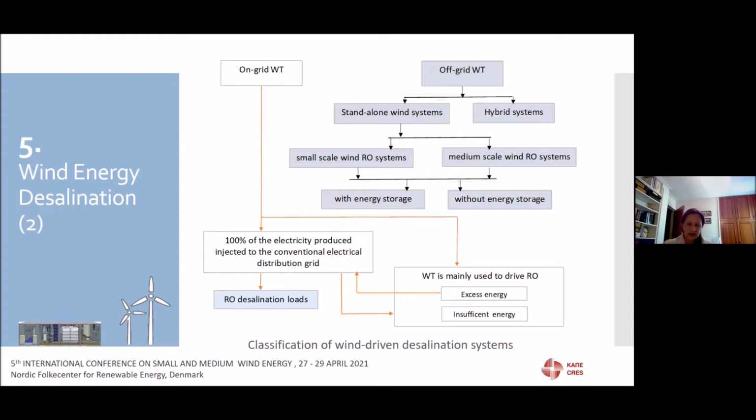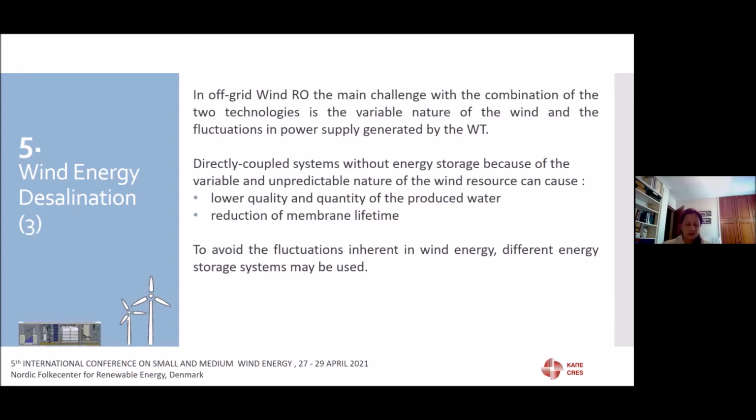As we can see, in the case of on-grid systems, any excess of the electricity generated by the wind turbine is injected into the grid, while when the wind turbine is not capable of meeting the RO loads, grid electricity is used. In off-grid wind desalination, the main challenge with the combination of the two technologies is the variable nature of the resource and the fluctuations in power supply generated, since RO, like all desalination methods, is traditionally designed to operate with a constant power input.